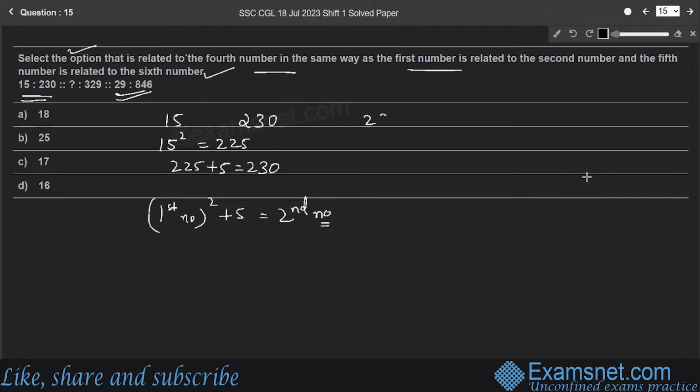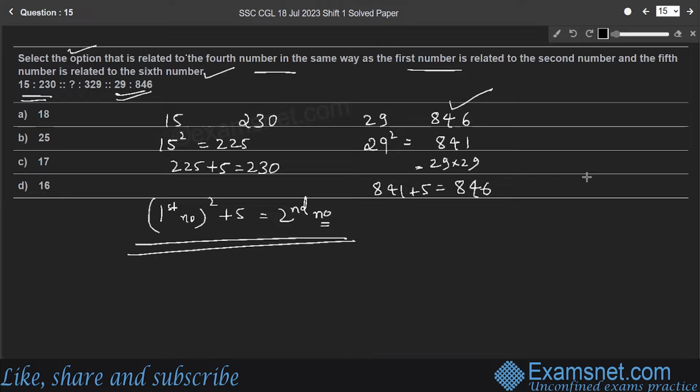Similarly, consider the fifth and sixth numbers. The fifth number is 29, the sixth number is 846. Consider the square of the fifth number, 29 squared: 29 into 29 you will get 841, whereas 841 plus 5 gives 846, which is the sixth number. Therefore, the logic is the same. First number squared plus 5 gives the second number. Similarly, to get the third number, follow the same logic.